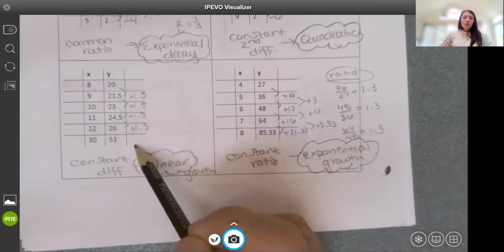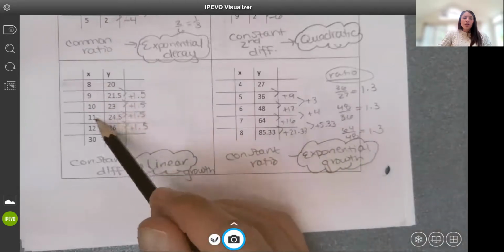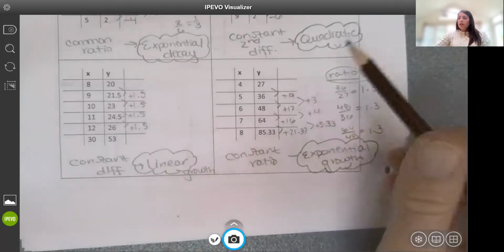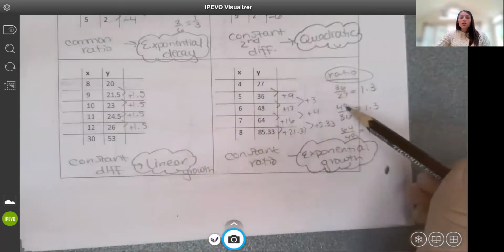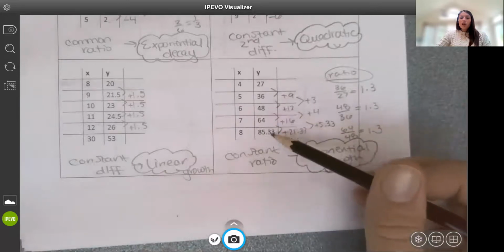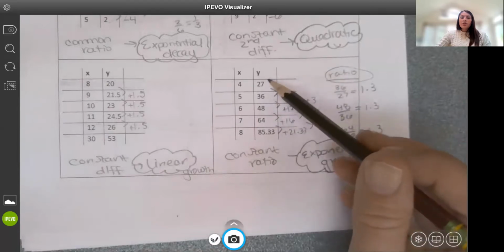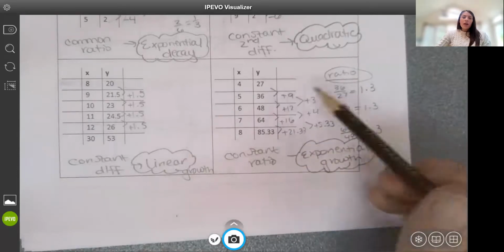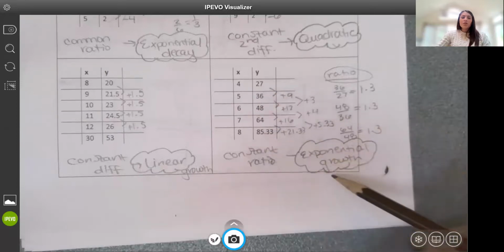Then here, I have a constant first difference, which tells me that I have linear, and as x increases, y is increasing, so it's linear growth. On our last table, first difference is not consistent, second difference is not consistent. If I start looking at the ratios, I get 1.3 for all my ratios: 64 over 48, 48 over 36, 36 over 27. So constant ratio tells me it's an exponential model. And I can see that as my input increases, my output increases. So it's exponential growth.